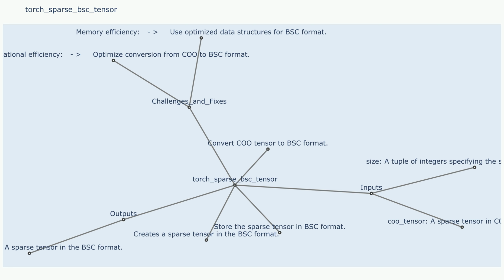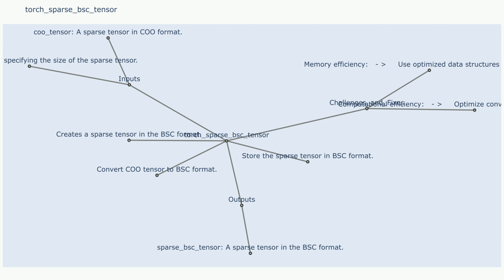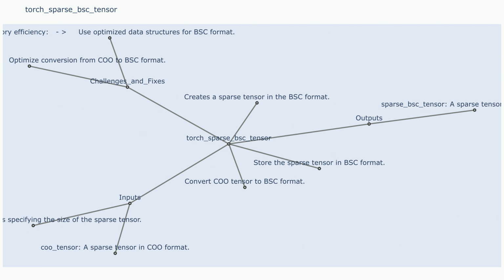torch.sparse_coo_tensor. Description. Inputs. Indices: a 2D tensor of shape num_non_zeros, 2, containing the row and column indices of the non-zero elements. Values: a 1D tensor of shape num_non_zeros, containing the values of the non-zero elements. Size: a 2D tensor of shape 2, containing the size of the sparse tensor. Output: a sparse tensor in the BSC block sparse column format.